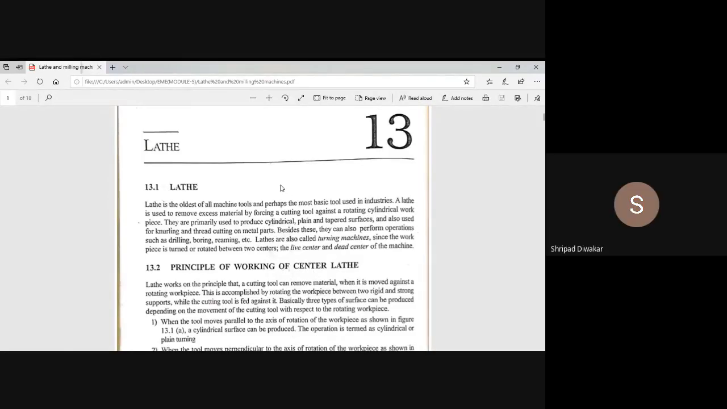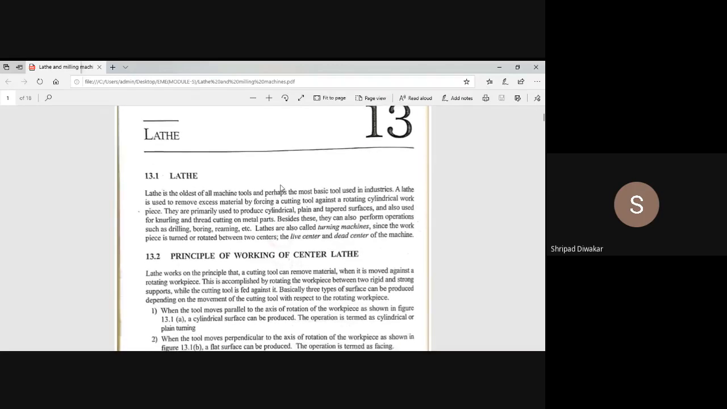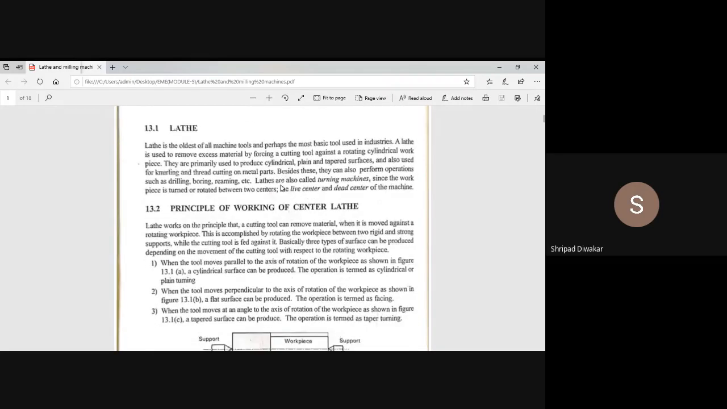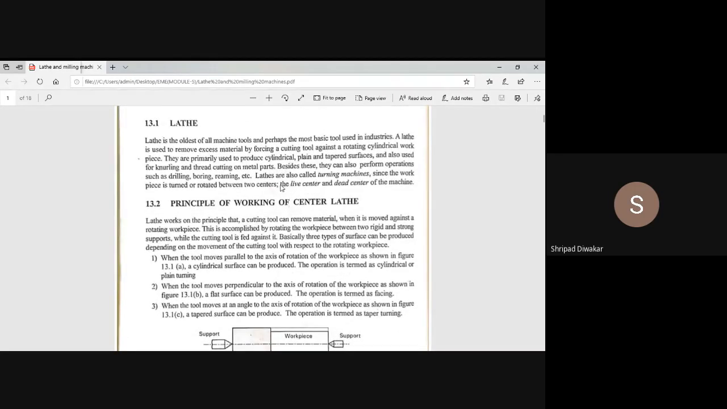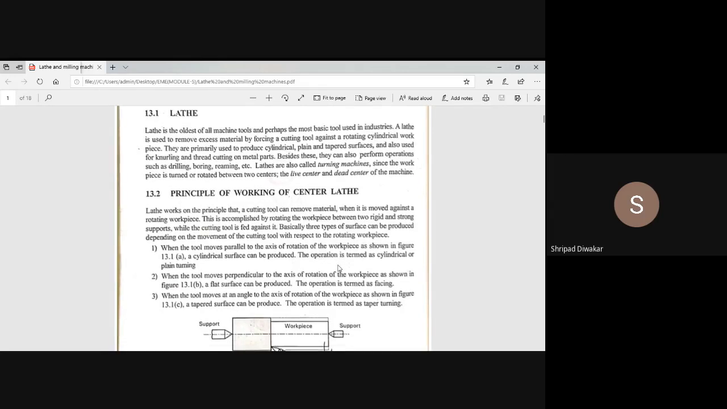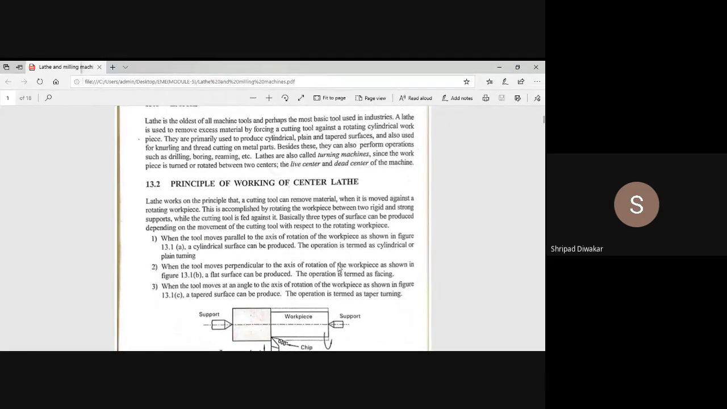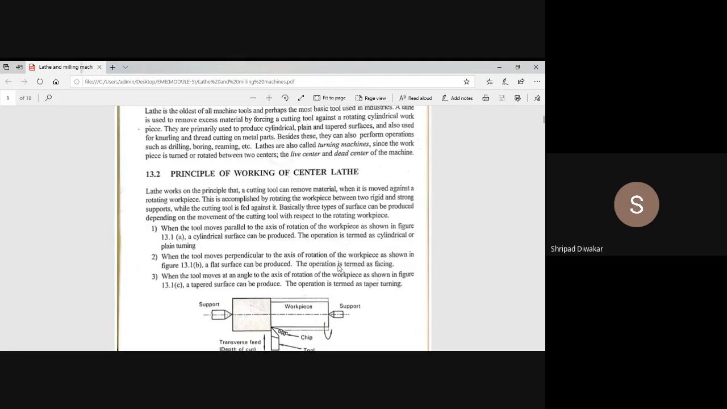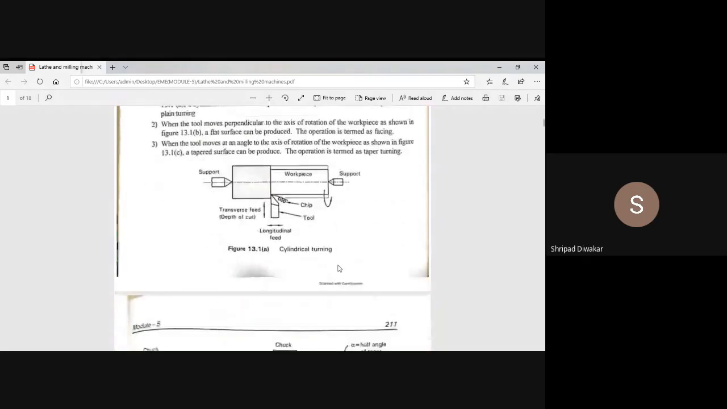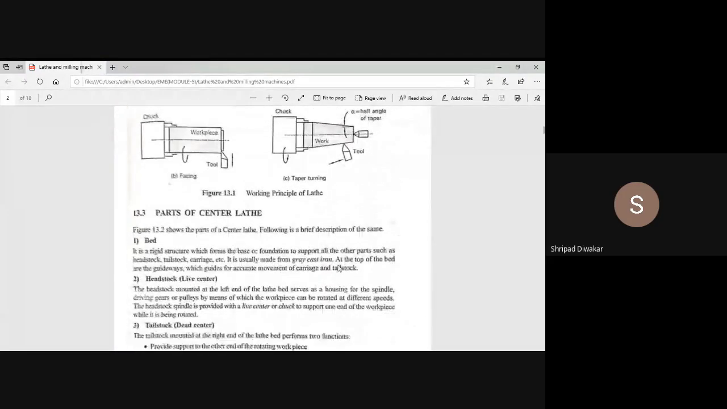Lathe machine is one of the oldest of all machine tools and perhaps the most basic tool used in the industries. In the lathe machine, we can hold only the cylindrical workpiece. It is not possible to hold a rectangular job or a square job in case of a lathe machine. Before that, I'll show the structure of the lathe machine.